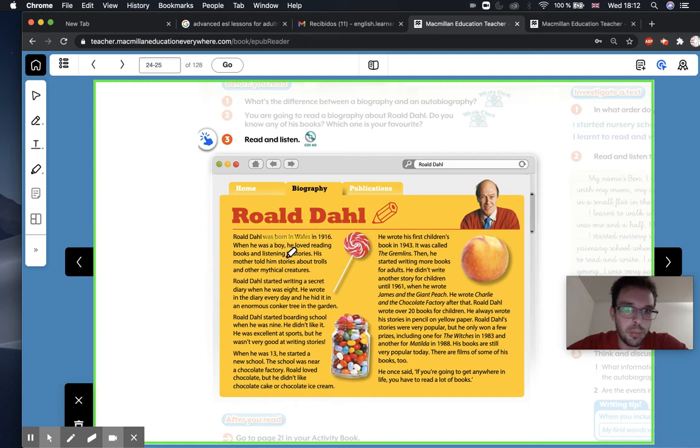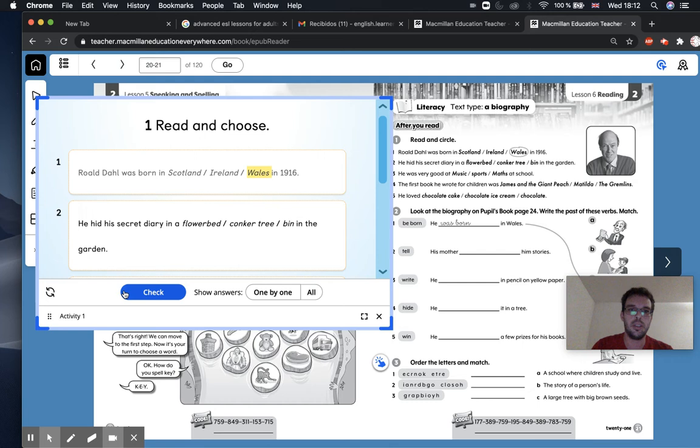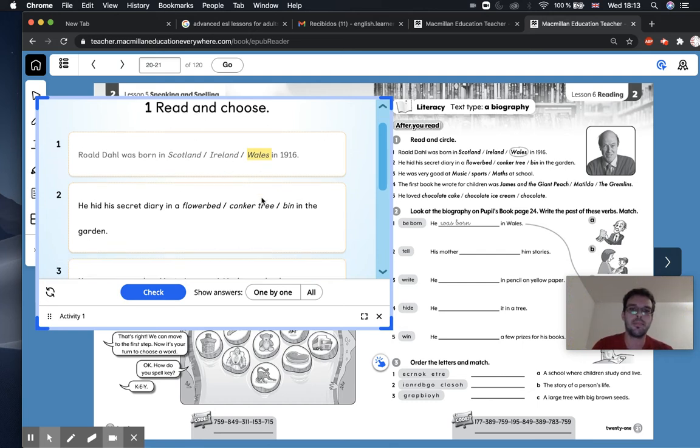Roald Dahl was born in Wales. All right, and I'll highlight it a bit better in the text. Okay, Roald Dahl was born in Wales. So we know that Wales is the correct answer.